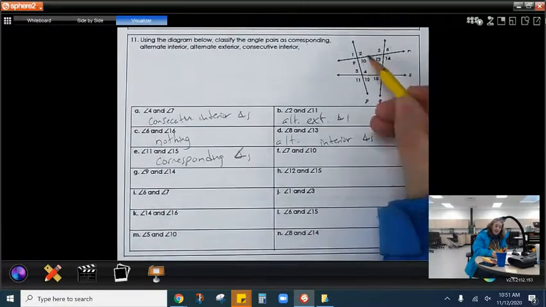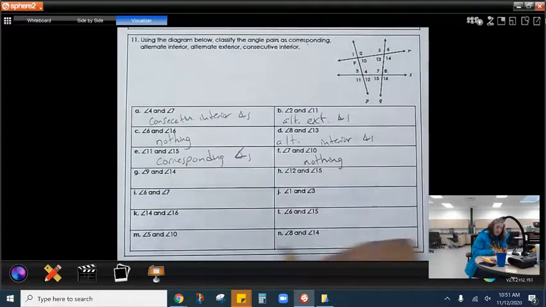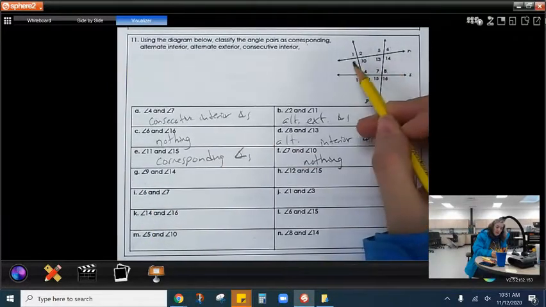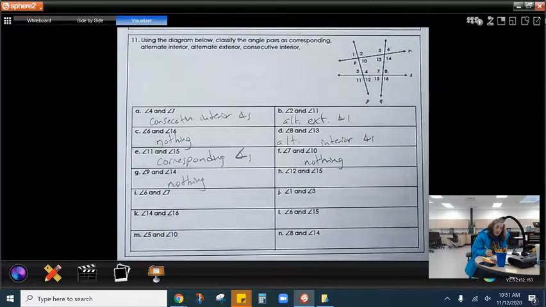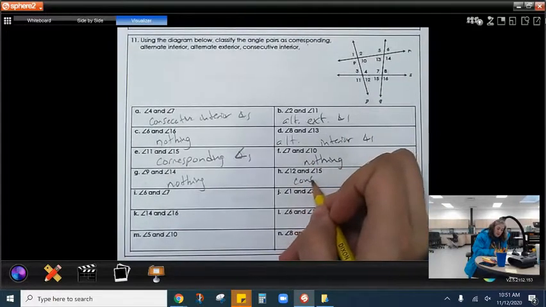All right, angle 7 and angle 10. We just talked about that. There was nothing, right? There's nothing for that one. Angle 9 and angle 14. Those are also a nothing. Angle 12 and angle 15. That's going to be consecutive interior.